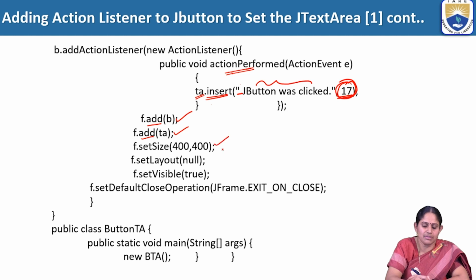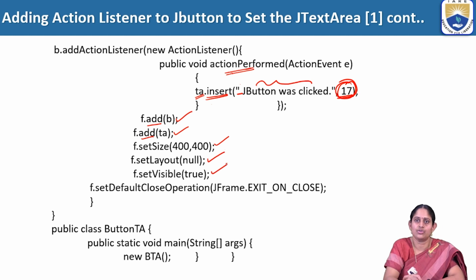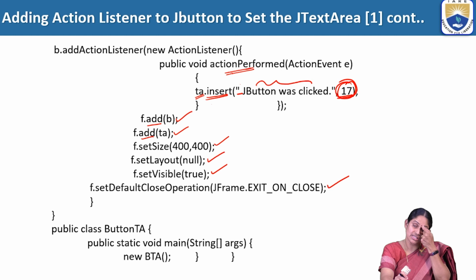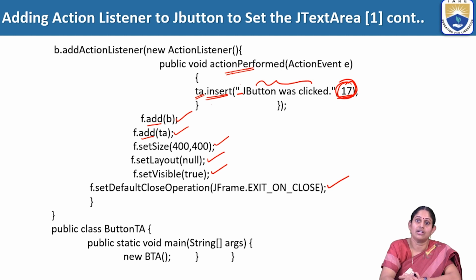The size of the frame is set to 100 by 400. We are not making use of any layout, hence the layout is set to null, and the visibility is set to true so that the output will be visible. When we press the close button of the frame, it will exit. So the default close operation of the frame is set to exit on close.